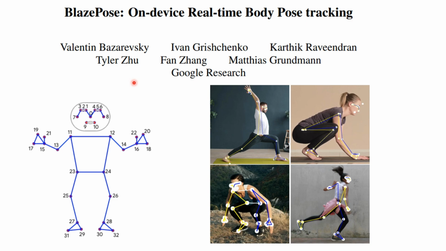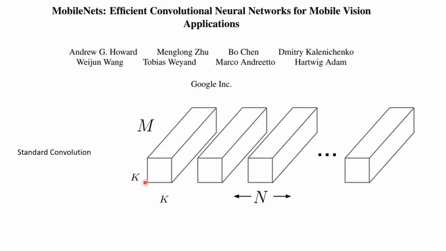The final paper I will discuss is BlazePose: on-device real-time body pose tracking. One of the key features of this model is its speed. According to the paper, it can run at over 13 frames per second on a Pixel 2 phone. BlazePose predicts 33 body key points to capture the full body pose. The model's architecture is based on MobileNet v2. The most important design feature in MobileNet is the use of depth-wise separable convolution instead of a standard convolution.